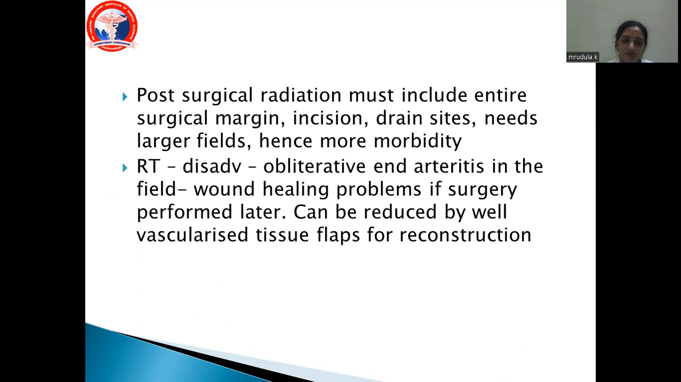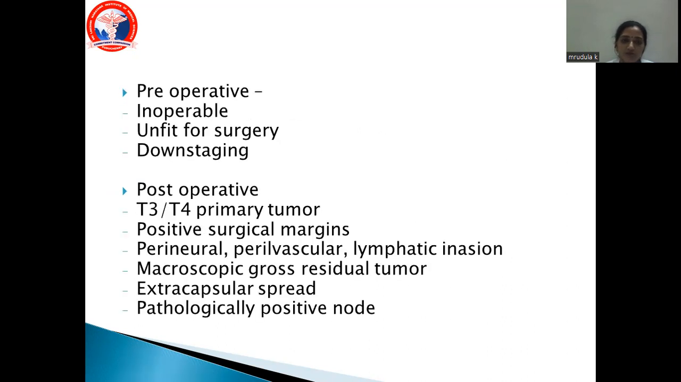So disadvantages are endarteritis and wound healing problems if surgery is performed later. It can be reduced by vascularized tissue flaps for reconstruction. Whenever it is given preoperatively, when is it given? In inoperable cases, for downsizing the tumor, and for patients who are unfit for surgery.